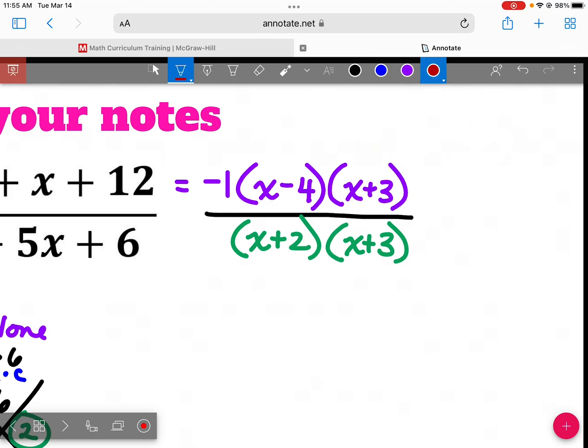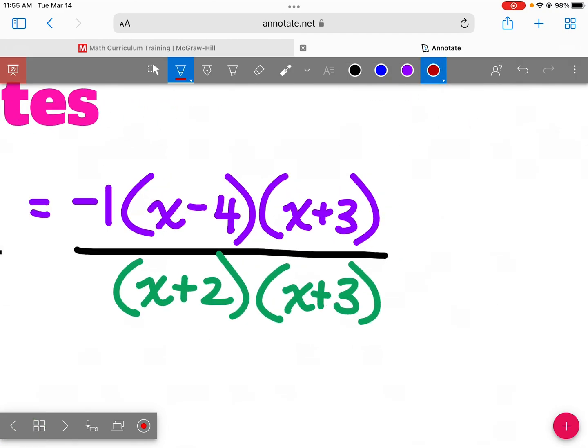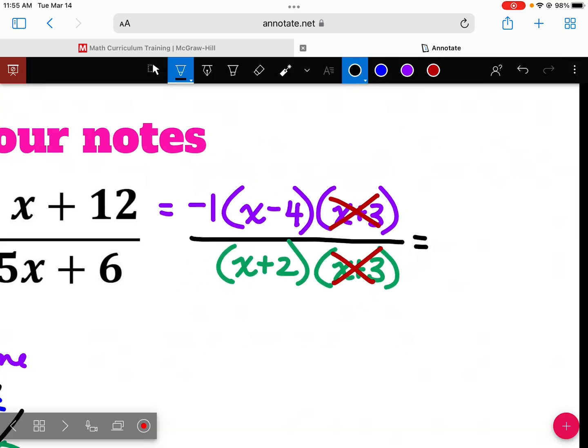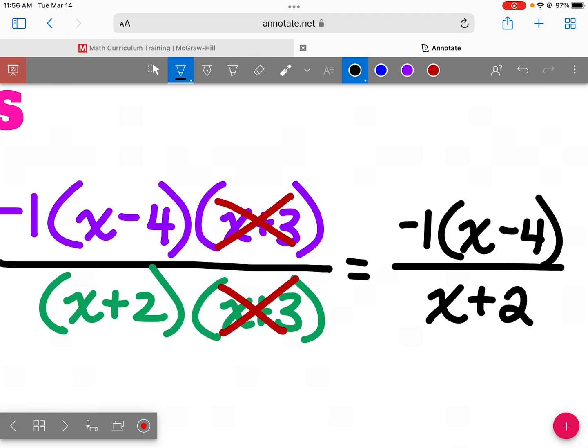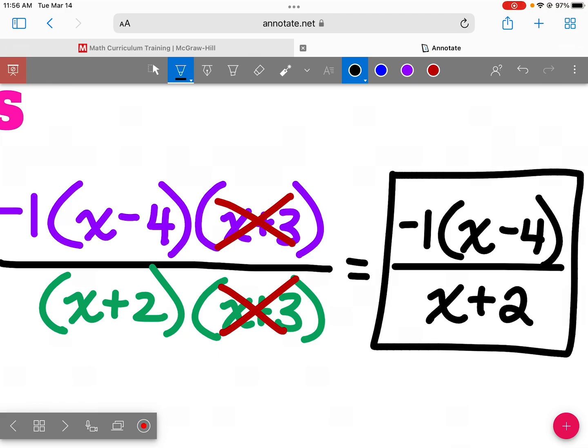Can I simplify this at all? Is there anything that will cancel between the top and the bottom? X plus 3 and x plus 3. So what do I have left on top? Negative 1 and x minus 4. Do I need the parentheses? Yes, unless you distribute. What do we have on the bottom? X plus 2. That's my simplified final answer.